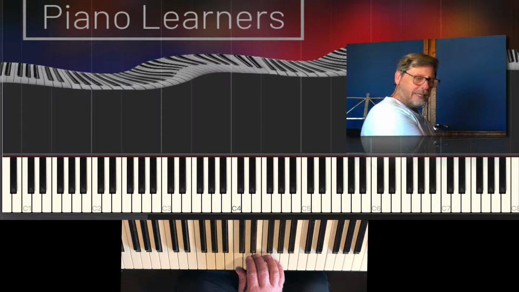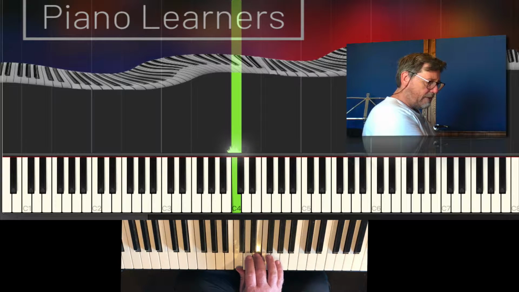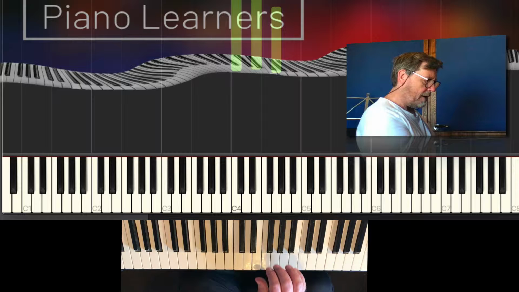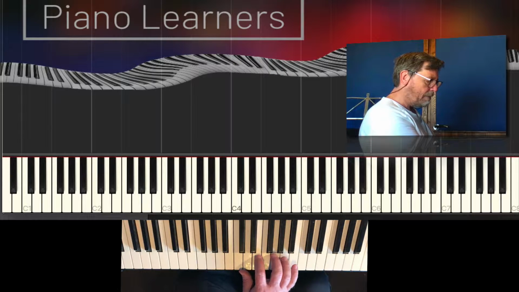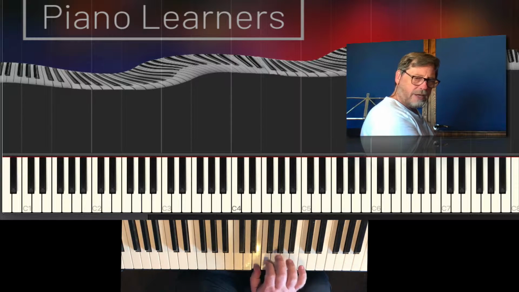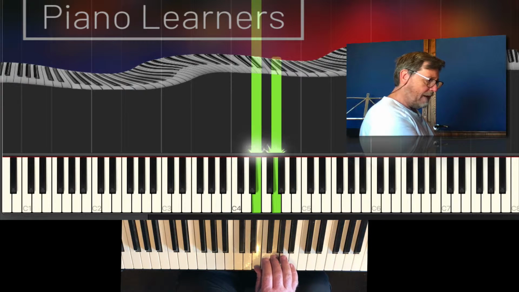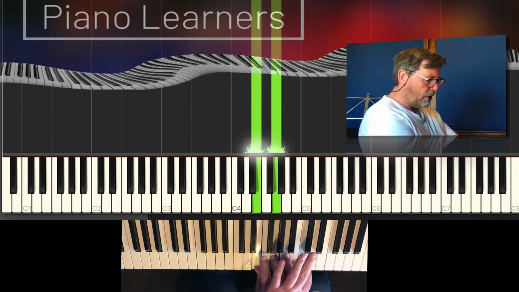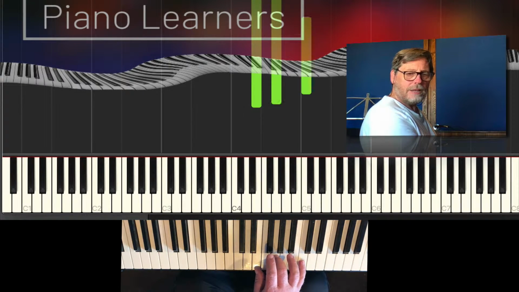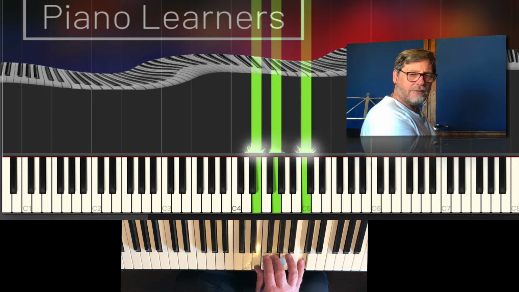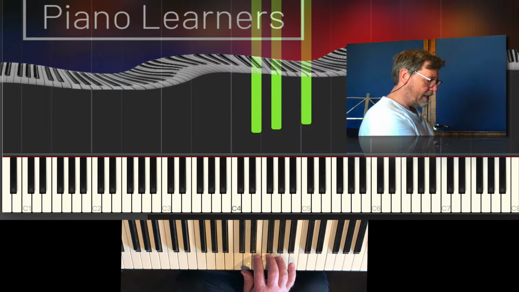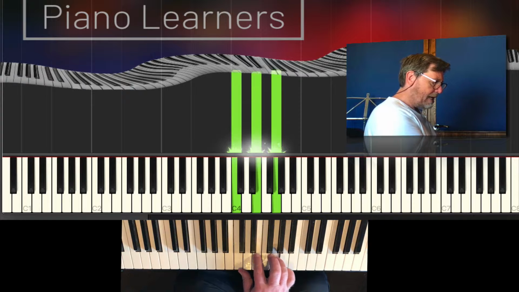So instead of playing the C at the bottom, the root, the 3rd and the 5th, I can play the 3rd and the 5th with the root at the top. So I can start on the 3rd and the 5th and then play the C at the top. Okay, this is what's called a first inversion. Instead of playing a C here, I'll play it here.